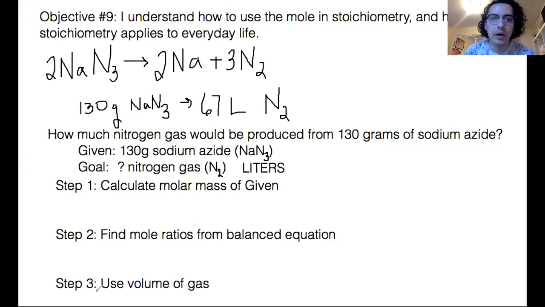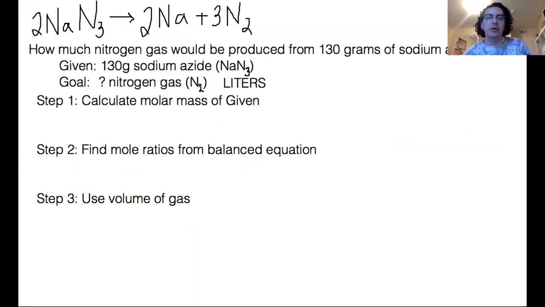Okay, so I'm going to go ahead and make some space real quick. I just made a little bit of room for us. I deleted the objective and a little bit of notes that we had, that way I could have room to work. So again, our question: how much nitrogen gas would be produced from 130 grams of sodium azide? And our given, we've got our goal, which is liters, and we've got now our steps.